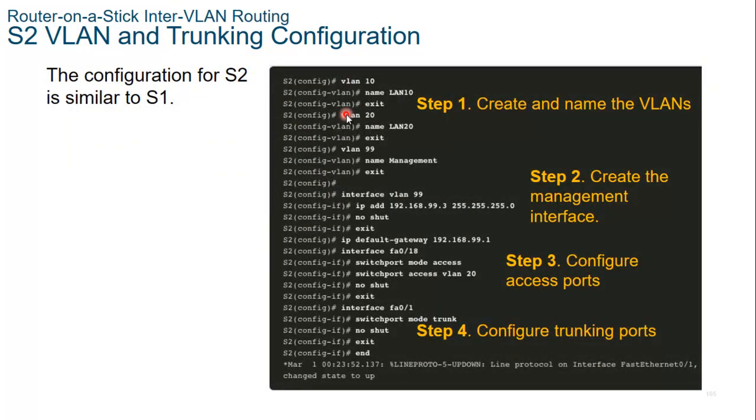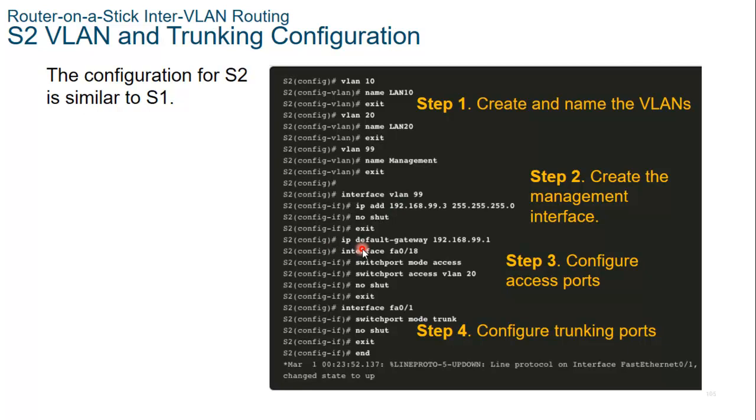So this is an example for S2. Also for S1 is also similar. So first step, create and name the VLAN. So here we have VLAN 10, VLAN 20, and VLAN 99, or management VLAN. And then on the management interface, we need to give it an IP address. And also to make sure that it is active with the no-shut command.